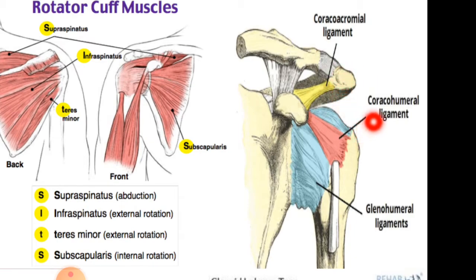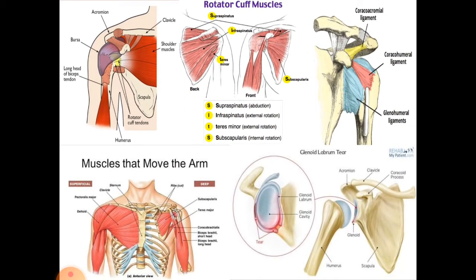Next, we have the coracohumeral ligament, and once again it is arising from the coracoid process, and it is inserting into the humerus. That's why we are calling it the coracohumeral ligament. Next, we have the glenohumeral ligament, arising from the glenoid cavity and inserting into the humerus. So these are some of the ligaments that are involved in the stabilization of the shoulder joint.